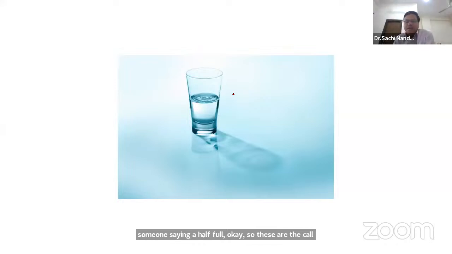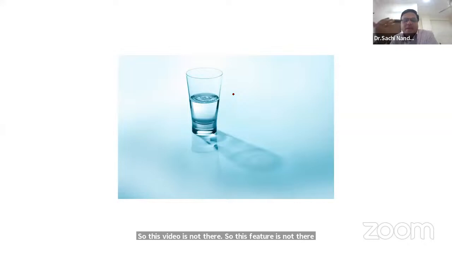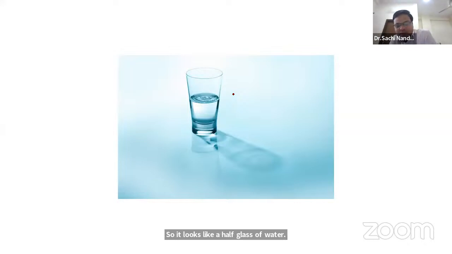So here let me tell you. How do you know it's a glass of water or a glass of acid? Or someone saying a glass of white wine. How do you know? This feature is not there. Are you getting it or not? This feature is not there. So it looks like a half glass of water. It may be a half glass of acid. It may be a half glass of white wine. Okay, so you cannot predict unless you test it, right?